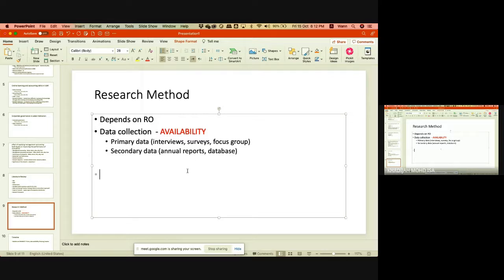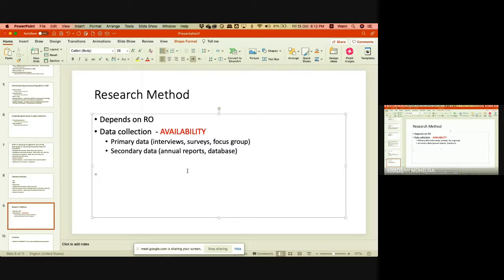So when you think about your research, what you want to do, think also where the data will come from. Because if you think too much and then at the end of the day data is not available, then you can't do anything. So you're just wasting your time.